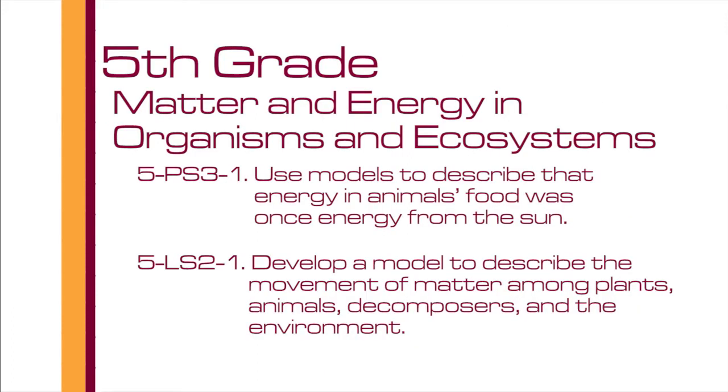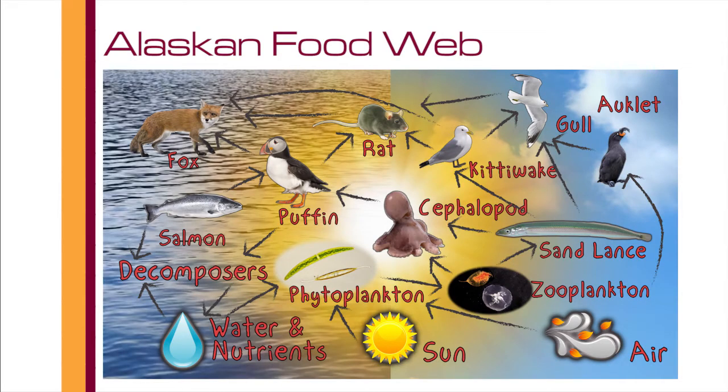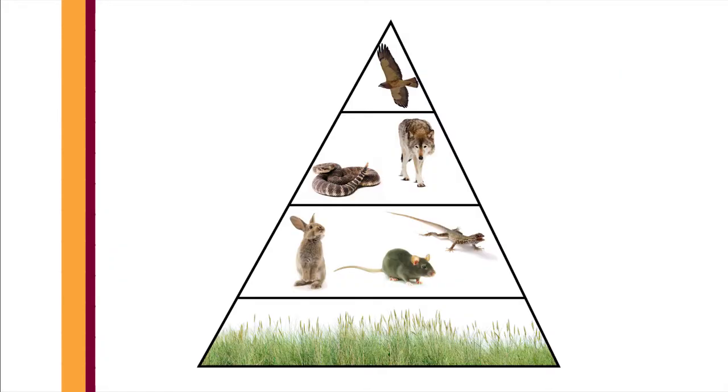Looking back at the examples of 5th grade performance expectations, food webs and energy pyramids are excellent models for discussing matter and energy in ecosystems. Food webs model the flow of energy through an ecosystem by showing which animal consumes which. Energy pyramids highlight the amount of matter, or biomass, at each trophic level of an ecosystem.